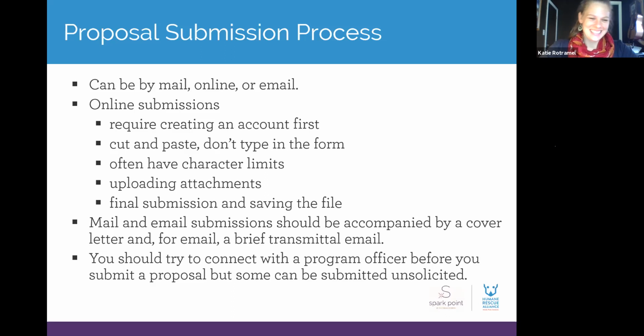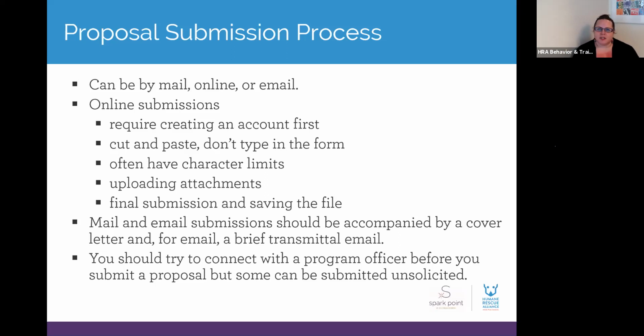Yeah. And then as part of that online submission process, there will be a page in the form about uploading attachments. So there will be a place where you upload your financial statements, a place where you upload your board list. All of those things will have their own place on the online form. And eventually you'll get to the end of the form and it will give you the option to review and submit. And once you feel like it's all in there and all the language is the way you want it, you should submit the proposal at that button.